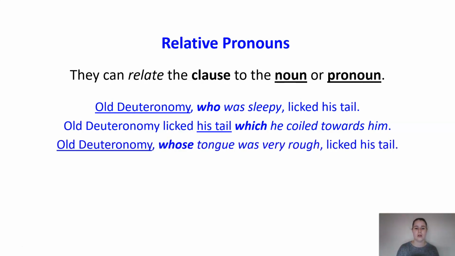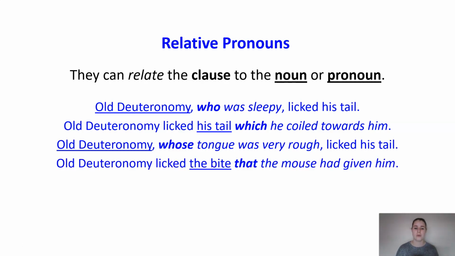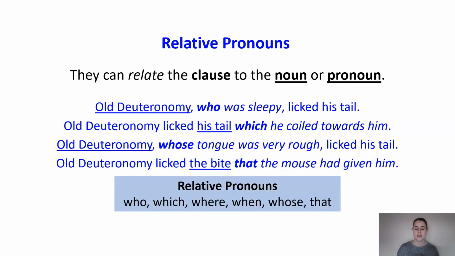And here, old Deuteronomy, whose tongue was very rough, licked his tail. So now we're talking about the tongue belonging to old Deuteronomy. And old Deuteronomy licked the bite. So now we've got the, which is a pronoun, that the mouse had given him. So he'd had a bite, and that the mouse had given him is linking to the bite that he had. So those are our relative pronouns.